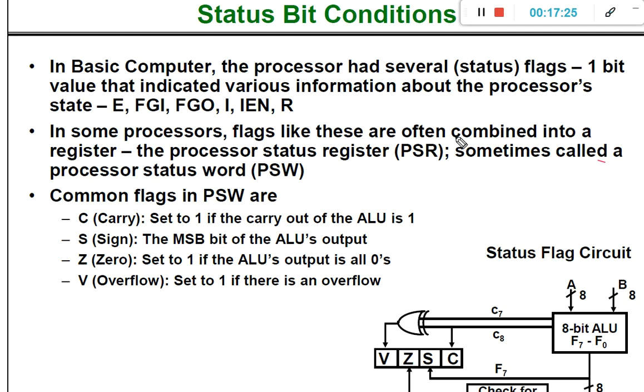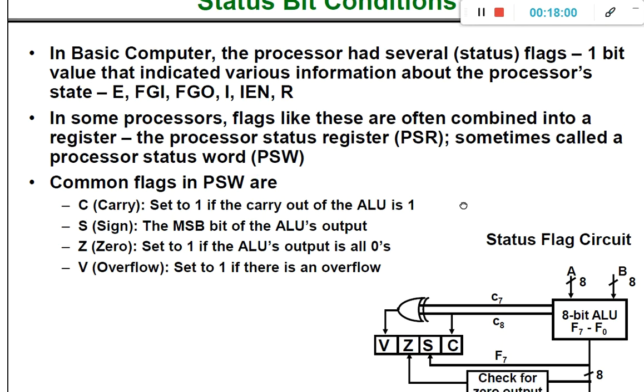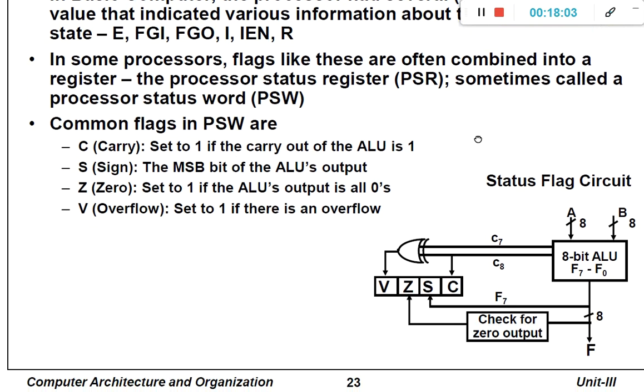Sometimes it may also be called a processor status word, PSW, or a processor status register. There will be several different types of processor status flags we need to maintain. The present values of these different types of status flags will be stored inside this processor status register. So what are the basic common flags in the processor status word?